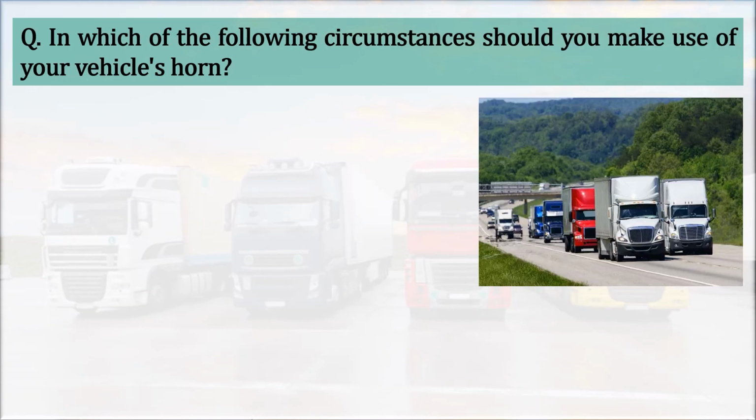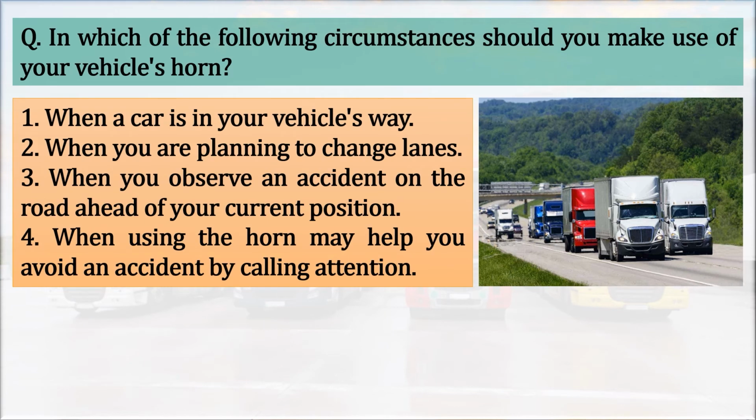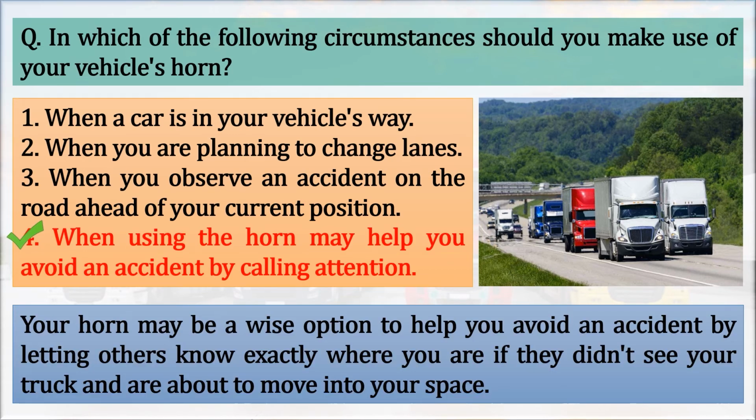Question: in which of the following circumstances should you make use of your vehicle's horn? Option number 1. When a car is in your vehicle's way. Option number 2. When you are planning to change lanes. Option number 3. When you observe an accident on the road ahead of your current position. Option number 4. When using the horn may help you avoid an accident by calling attention. The answer is option number 4. When using the horn may help you avoid an accident by calling attention.